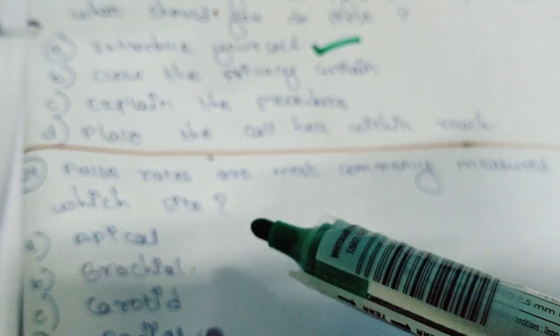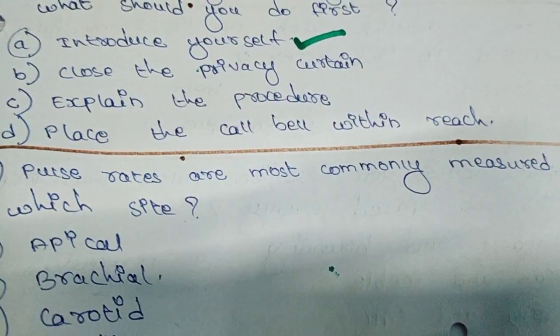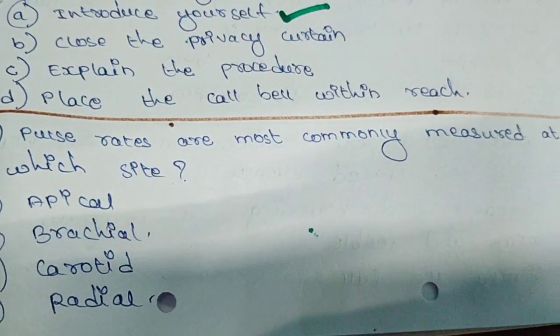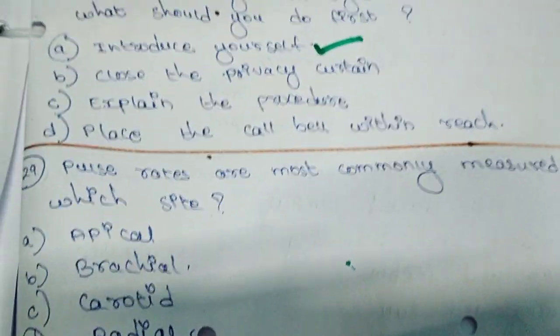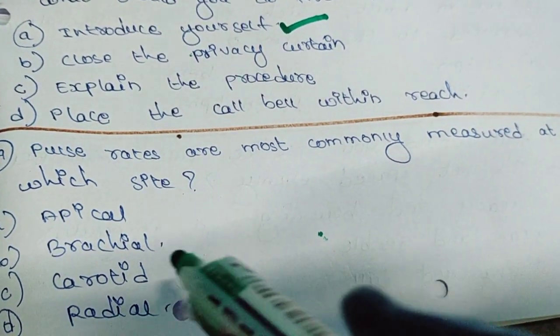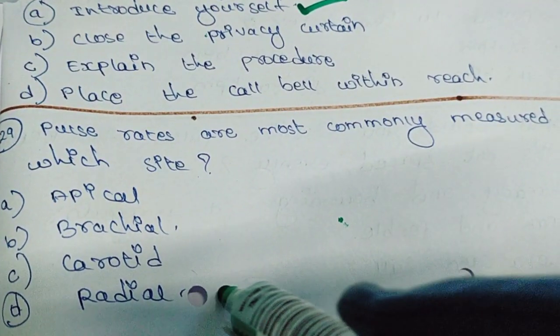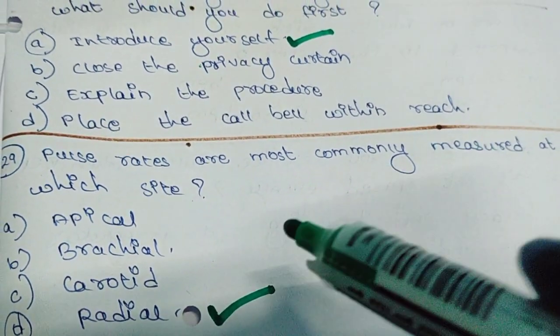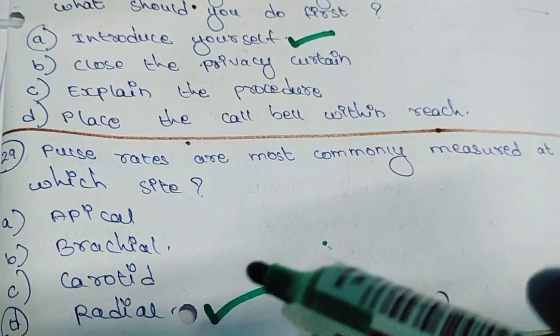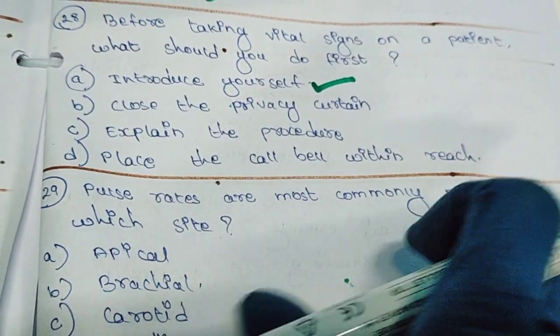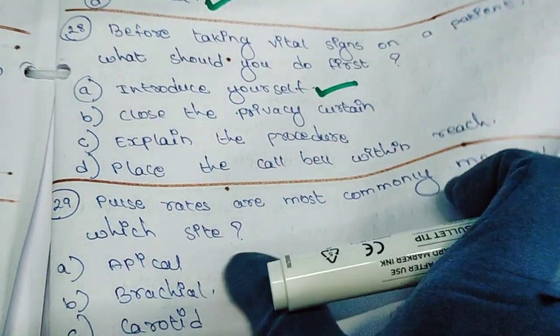Then the next question is, pulse rates are most commonly measured at which site? What is the most common site of measuring the pulse rate? Is it apical, brachial, carotid, or radial? The right answer is radial. Radial pulse is the most common pulse site that we use for measuring. In case of CPR it is different. In case of CPR we use the central pulses, whereas otherwise we normally use peripheral pulses to measure the pulse rate.